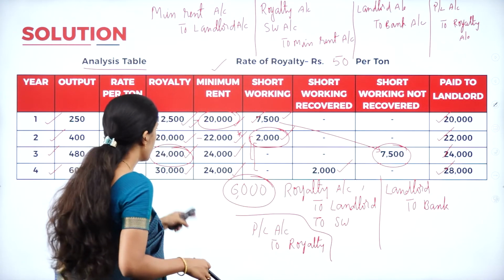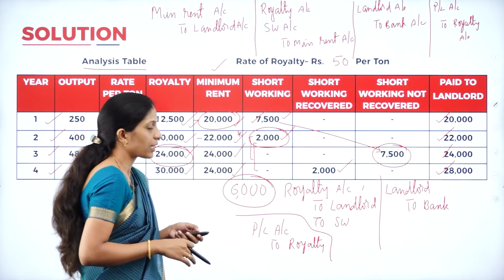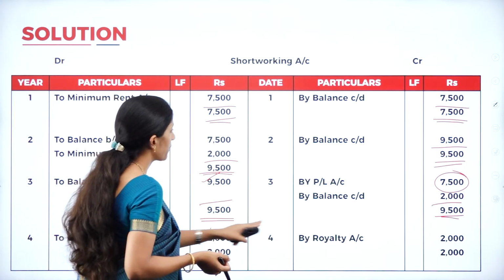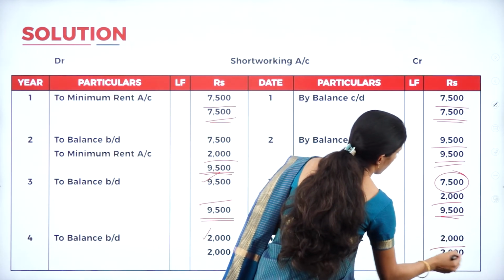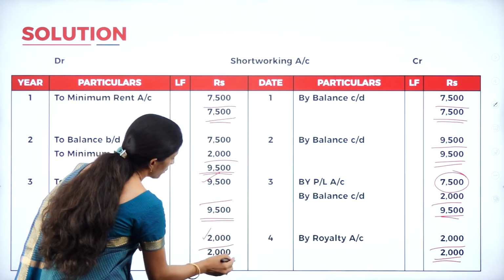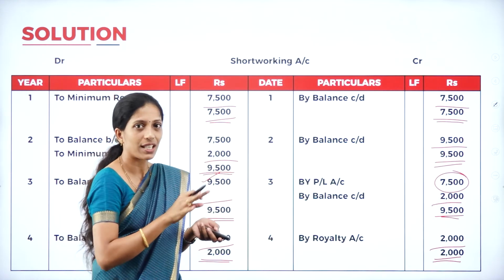Next, under short workings, how do you write? By royalty. By royalty how much? Short workings is 2,000, correct? So, under short workings, you will write by royalty 2,000, because 2,000 is recovered. Whereas you had carried down 2,000, now you have recovered that 2,000. So, short workings account is done.